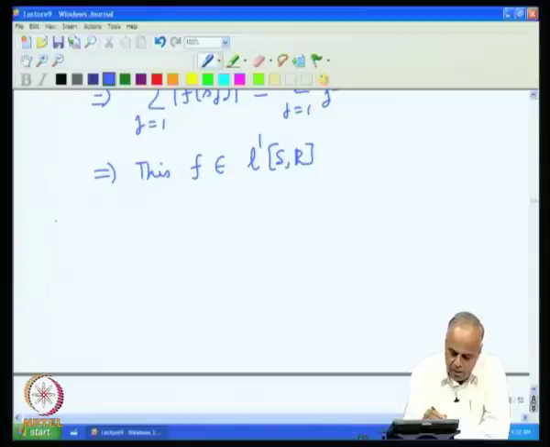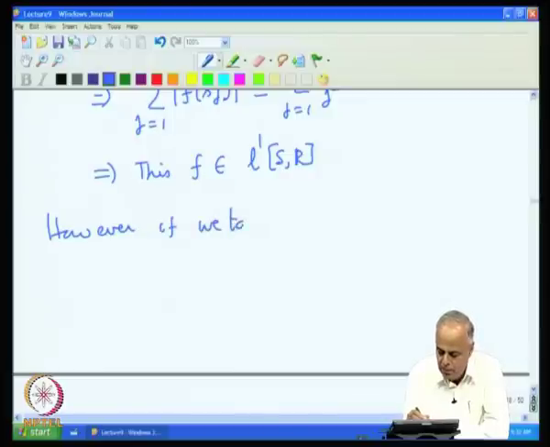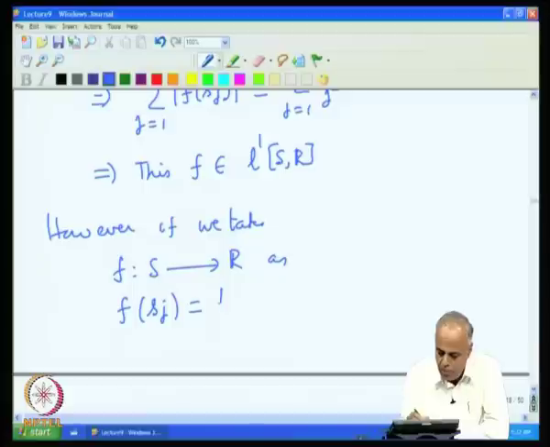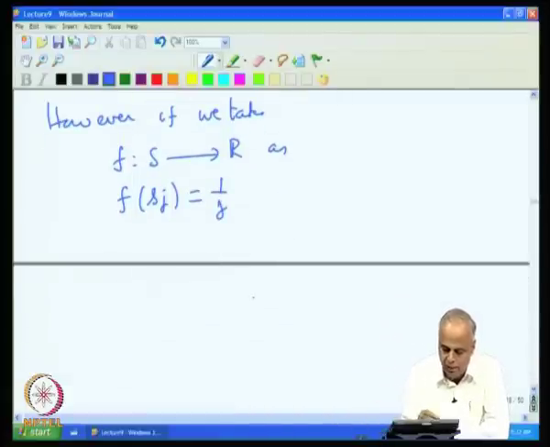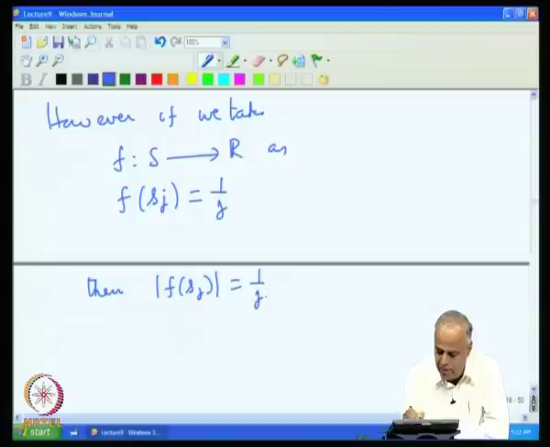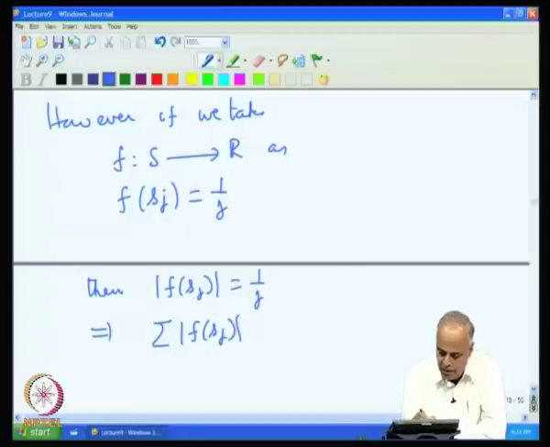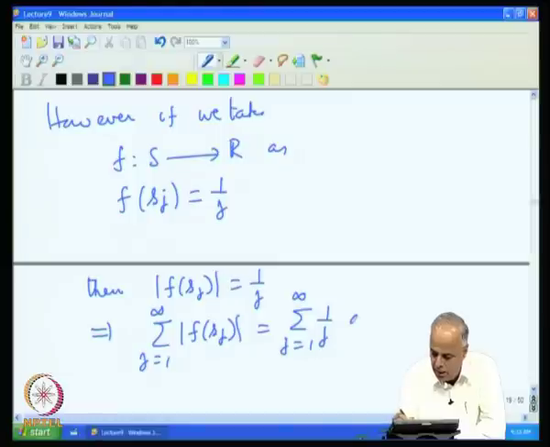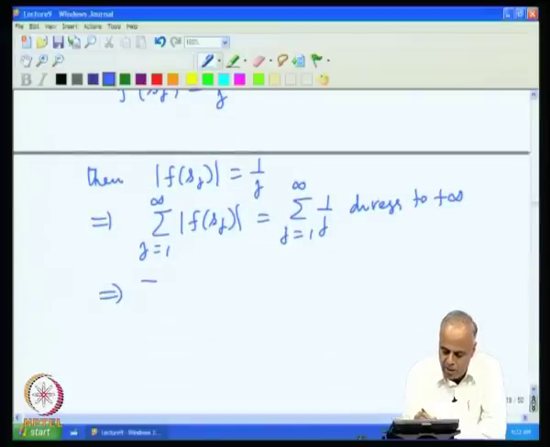On the other hand, if we take f mapping S to R as f of s j is 1 by j, then mod f of s j is again 1 by j, j is an integer, and therefore, summation of mod f of s j, j equal to 1 to infinity is summation j equal to 1 to infinity 1 by j, which diverges to plus infinity, and therefore, this f is not in L 1.